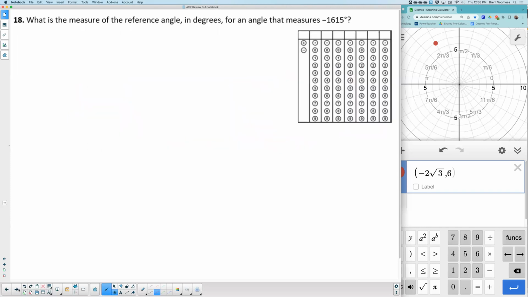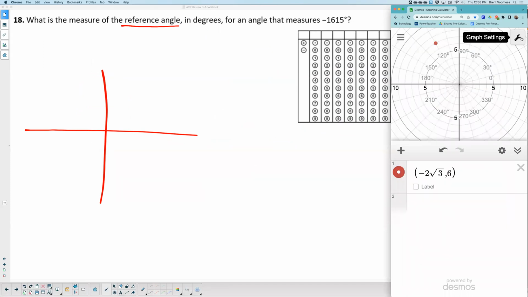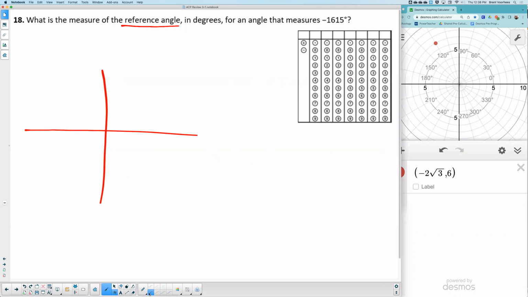Problem 18 is similar, but it doesn't use the word coterminal. It says reference angle. So you still need to know your axes. You could come over to Desmos, switch degrees to see them, but hopefully you just have them down. 0 always starts in the top right here. That's 0. What do I put on the left in degrees? 180. So 180 is the same thing as pi. And then what is 2 pi then? 360.